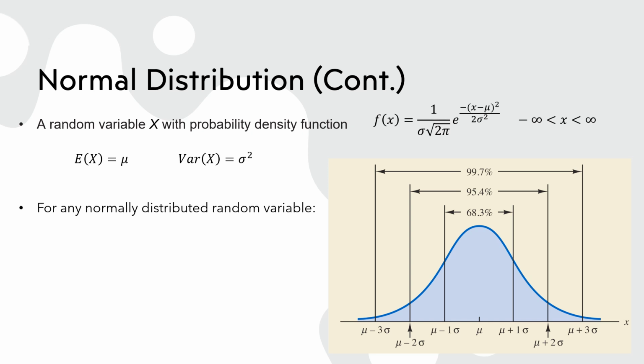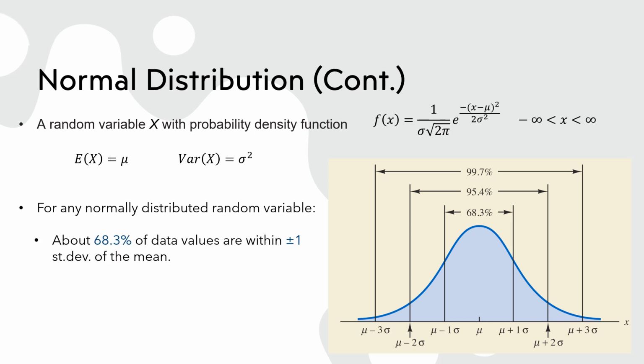The 68-95-99.7 rule, also known as the empirical rule, is a simple way to understand the spread of data in a normal distribution. This rule tells us how much of the data falls within certain ranges around the mean, the central value, when the data follows a bell-shaped curve, a normal distribution.